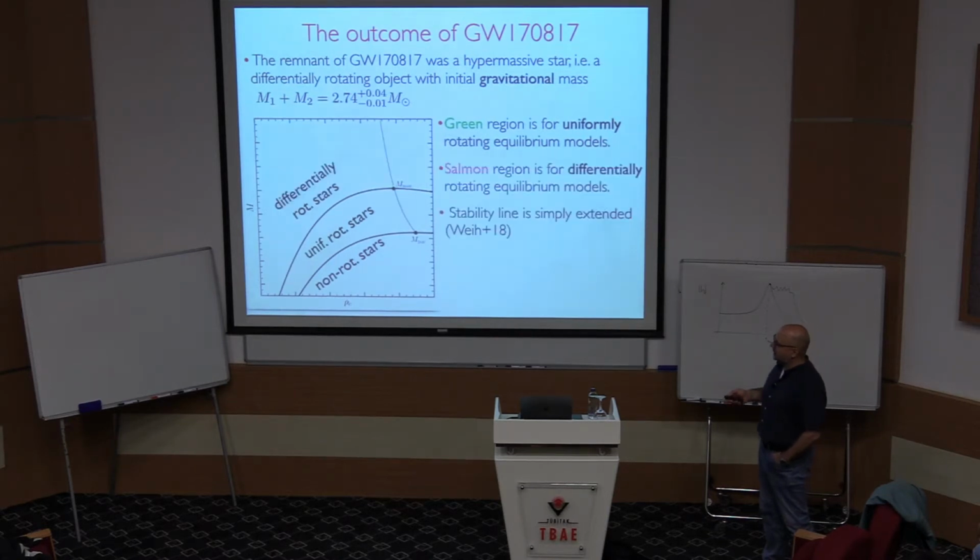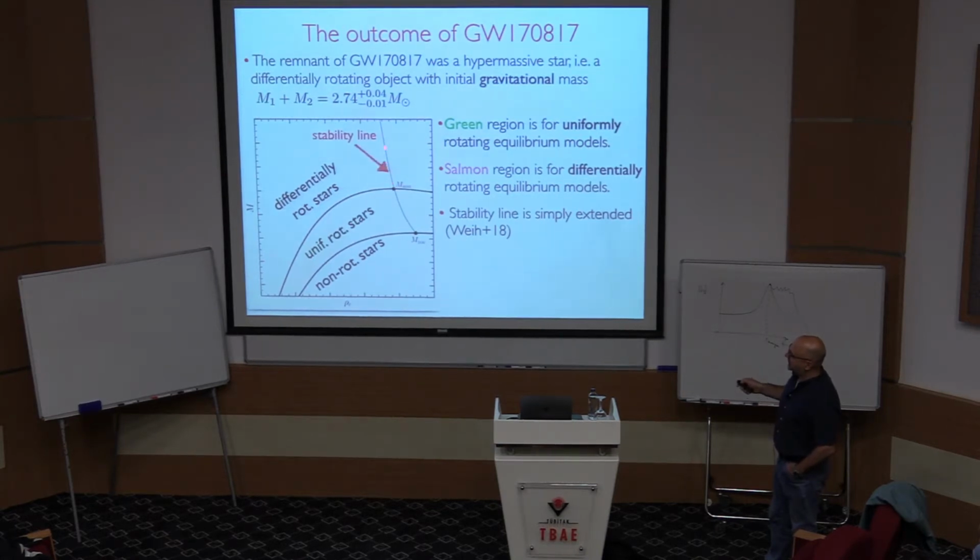There are other solutions which are possible, and these are the differentially rotating stars. These are the stars over here. So any star which is above this limit, you can build. In fact, a hypermassive neutron star is in this area over here, okay? And you can show that the stability line also continues and goes up in this manner.